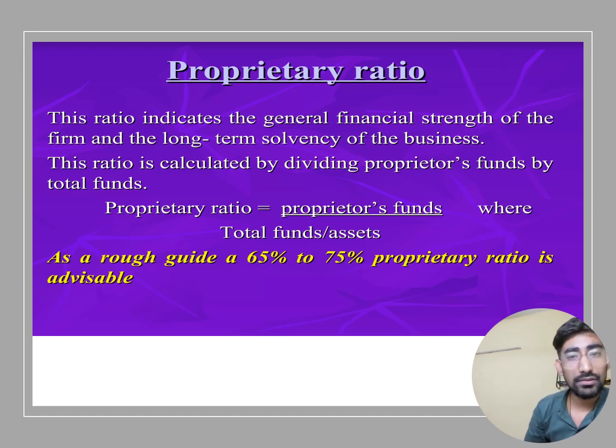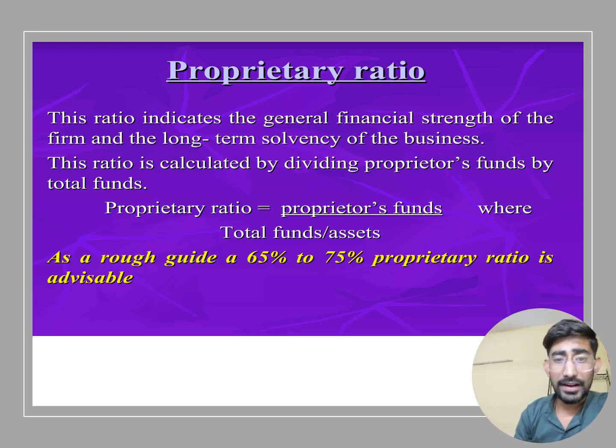So this ratio is calculated by dividing the proprietary fund by total fund. Okay. So the formula comes up to proprietary ratio is equal to proprietary fund divided by total fund or total asset. Okay.